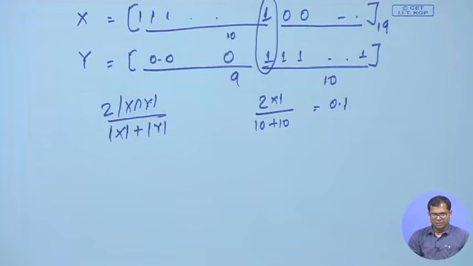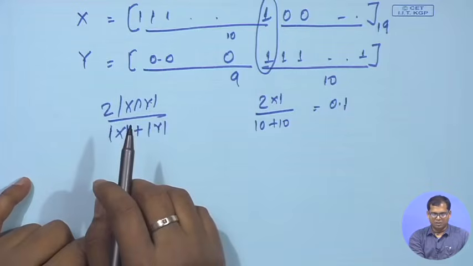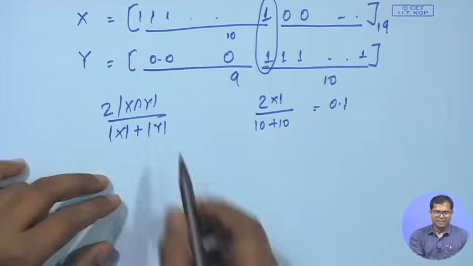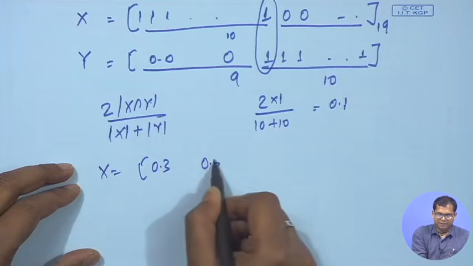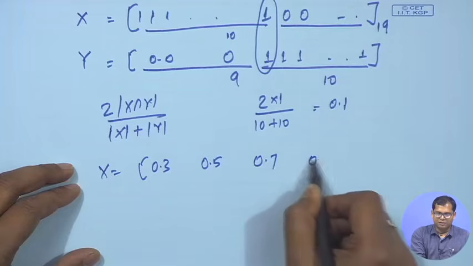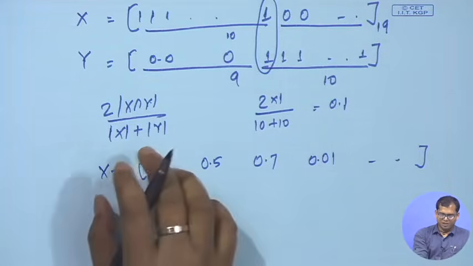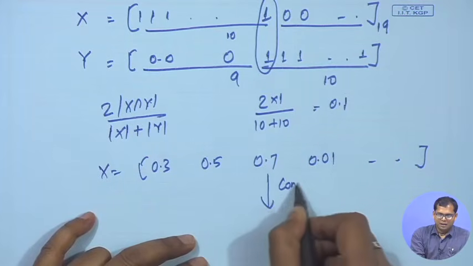Okay. So now this is okay if you have the binary values. Suppose you do not have the binary values. So suppose my values are like, my x could be 0.3, 0.5, 0.7, 0.01 and so on. So if you want to use these measures, one simple way could be to convert them to binary.